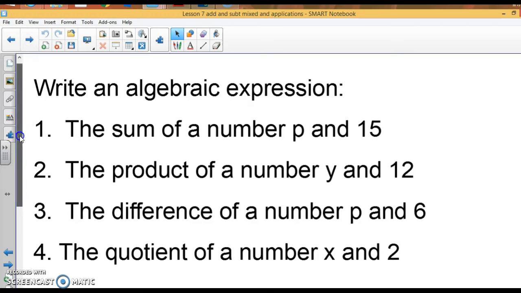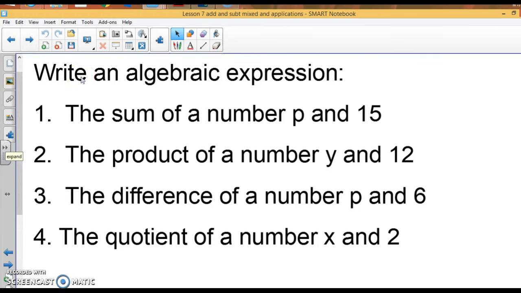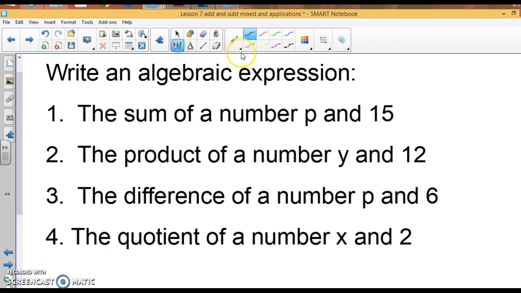This is a review, but always good to know. Write an algebraic expression for the sum of a number p and 5. Sum is addition, so the sum of a number p and 5 is just p plus 5.